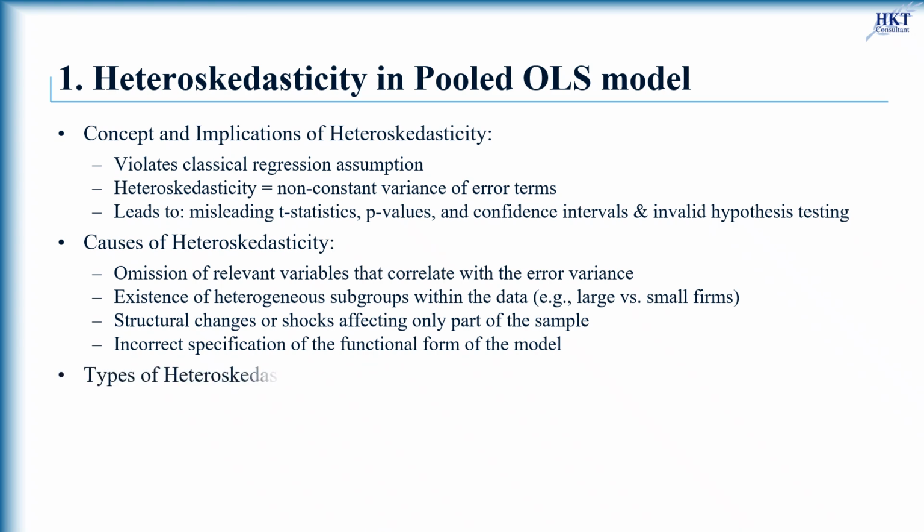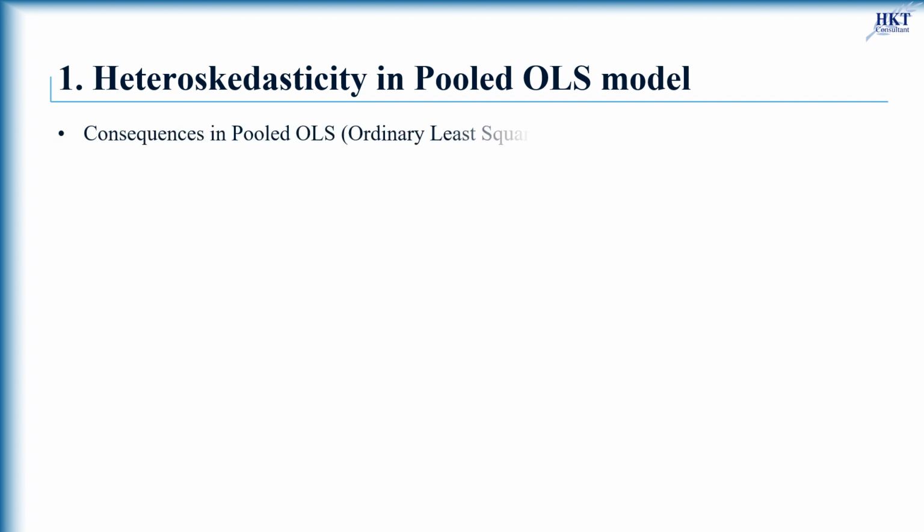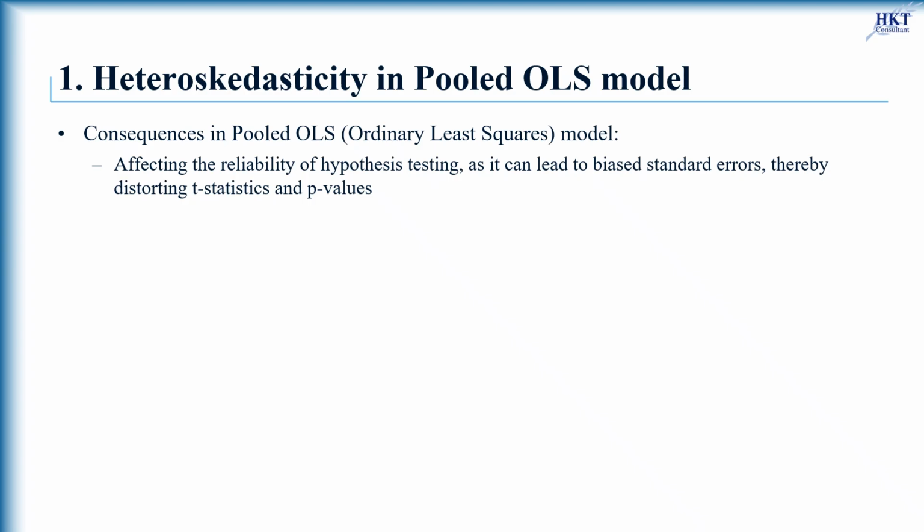In panel data, the variance of the error term may differ across units, referred to as cross-sectional heteroskedasticity, or over time, known as temporal heteroskedasticity, making it necessary to test for and correct these issues, to ensure the reliability and validity of statistical inferences. As a consequence, in pooled OLS models, heteroskedasticity directly affects the reliability of hypothesis testing, as it can lead to biased standard errors, thereby distorting t-statistics and p-values.